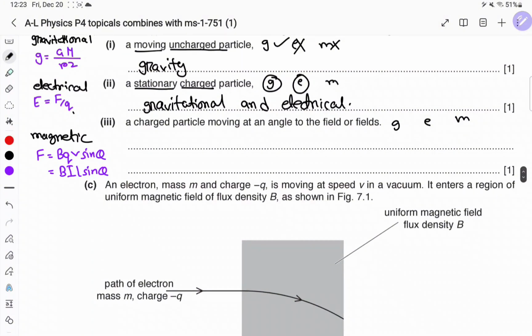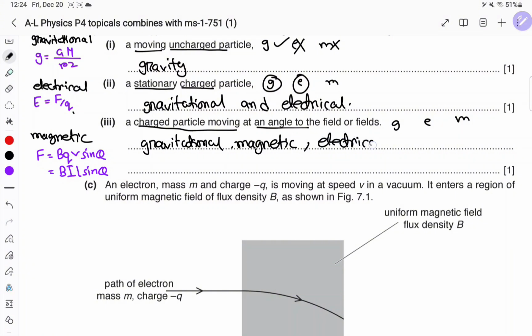Now a charged particle moving at an angle to the field. A moving charged particle will still experience gravity, as long as it has mass. And since it's moving at an angle, it's magnetic. Regardless, a charged particle will obviously feel the electric force.